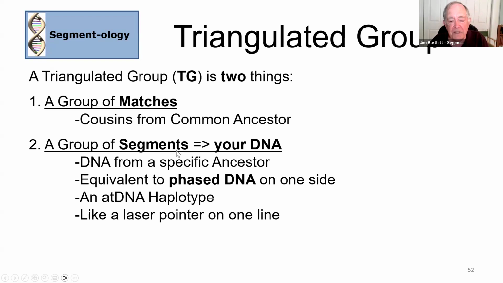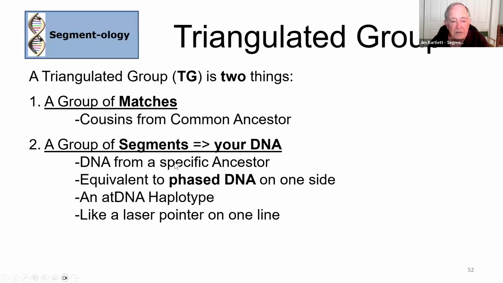But it's also a group of segments of your DNA, and it's DNA from a specific ancestor back at the MRCA, one of the mom and dad. So that's equivalent to phased DNA. I haven't talked about phased DNA, but that just means it's the correct ACTG lineup on that side. It's like a haplotype. You've heard of the Y haplotypes and the mitochondrial haplotype. This is almost like an autosomal DNA haplotype, and it's like a laser pointer, which only goes to the one ancestor. So it's a pure segment of DNA, parts of which you share with other matches.